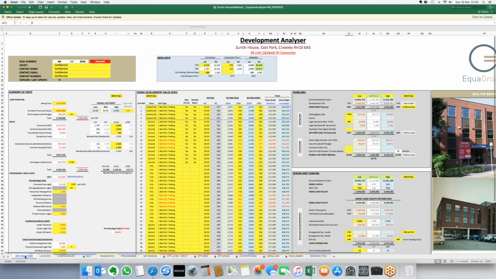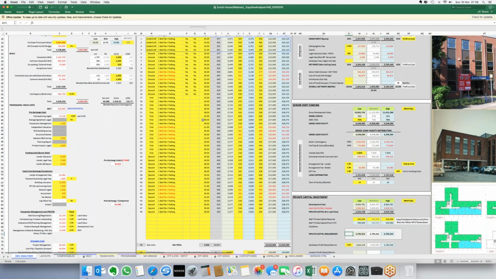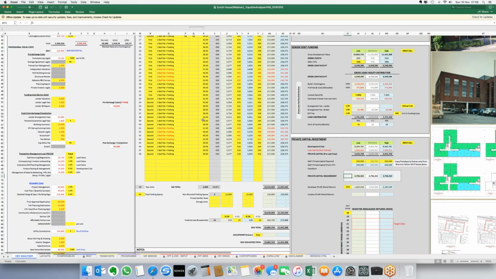Okay, so back to the development analyzer. First things first, you've got the standard information, just detail the address here, which obviously would need an input, and then really I would go straight for providing input into this box called gross development value, GDV. What we're trying to assess here is the value of the overall scheme.